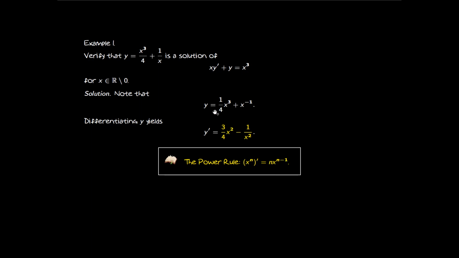So the first term, you bring the 3 in front, you get 3/4, and then reduce the exponent by 1, you get x squared. For the second term, you bring the -1 in front, you get a minus sign here, and reduce it by 1, you get x to the negative second power, which is 1 over x squared.